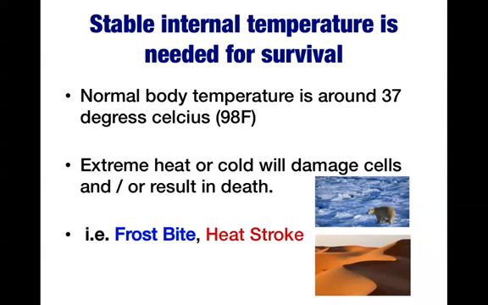We can go outside in cold weather, but the inside of our bodies stays warm and around this temperature of 37 degrees. If you stay out too long in the cold, your internal temperature will drop and you might get frostbite. Likewise, staying outside in the heat too long has other adverse effects. You might get a heat stroke. The bottom line is that extreme changes in temperature, especially when it's an extreme change in the internal temperature of our body, will damage cells and could even result in death.